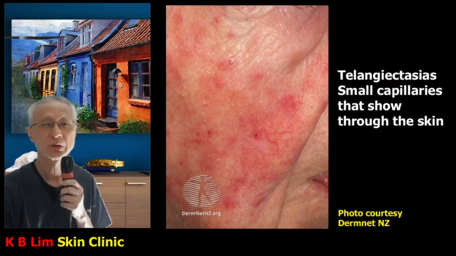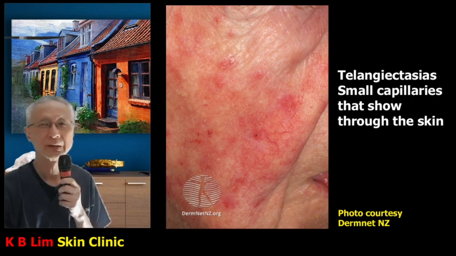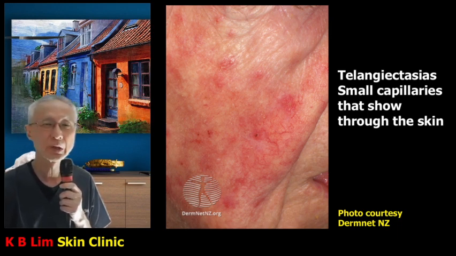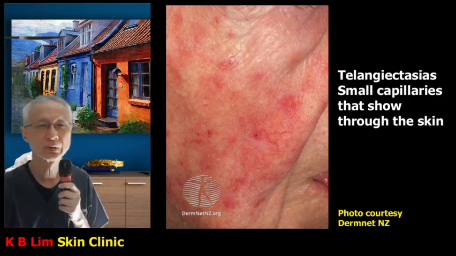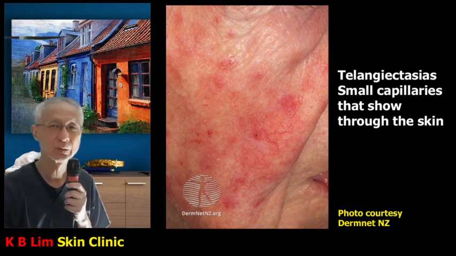Here you see a patient with telangiectasias. These are small capillaries that show through the skin. This patient happens to have telangiectasia due to chronic photoaging from sun exposure, but the same can occur in patients with rosacea. This can also occur in patients who have thinning of the skin due to overuse of topical steroid creams. They have a similar appearance because they are all telangiectasias or small capillaries.